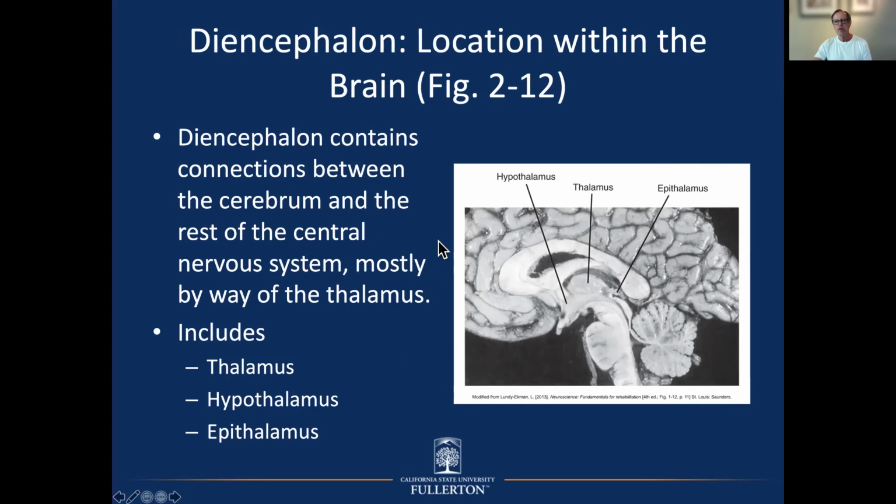Okay, now looking into a little more detail at those parts of the brain that were just brought up, let's look at the diencephalon. It contains connections between the cerebrum or cerebral hemispheres and the rest of the central nervous system, mostly by way of this structure, which I've been sort of emphasizing, the thalamus. Here it is. So you can see the cerebral hemisphere here, the thalamus, and then the other two parts of the diencephalon, the hypothalamus, which we'll look at in a moment, and the epithalamus, which I don't think I'm going to refer to again for the course except for right here.